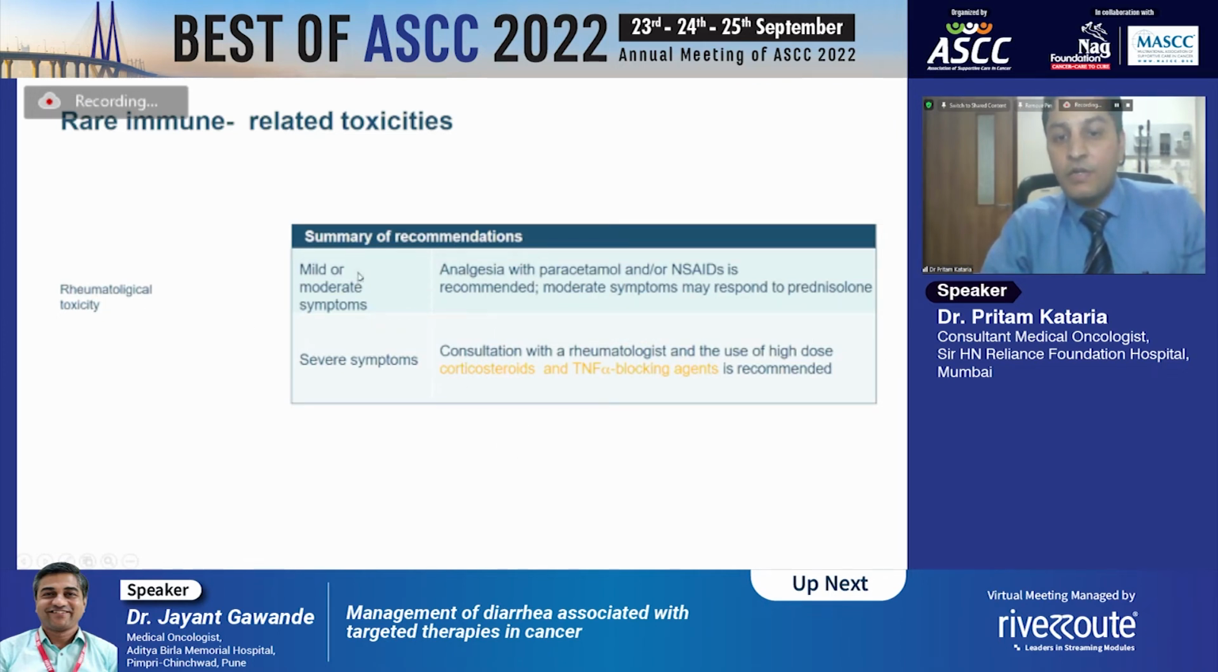So the rheumatologic toxicity should be addressed in mild to moderate symptoms. We should start these patients on analgesia with paracetamol or NSAIDs. If there is a severe symptom, these patients should be started on corticosteroids. If there is no improvement with corticosteroids, then we should be starting these patients on anti-TNF therapy.